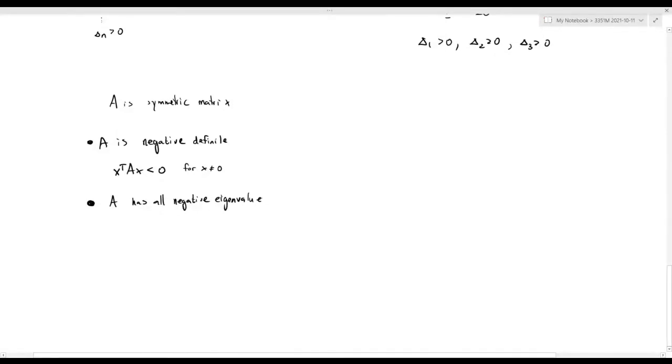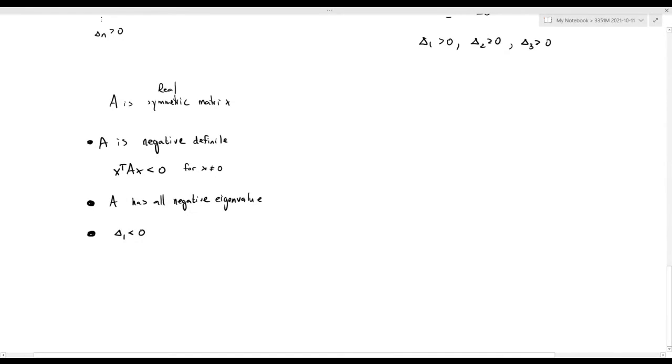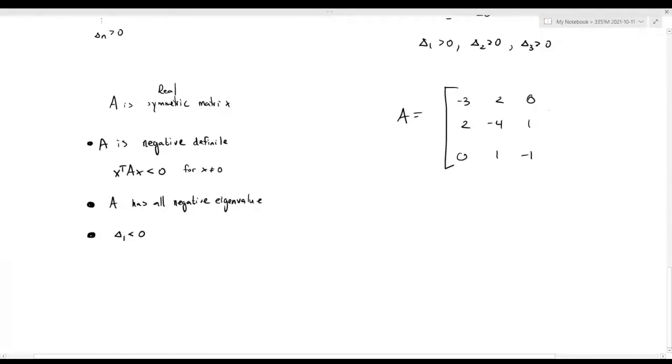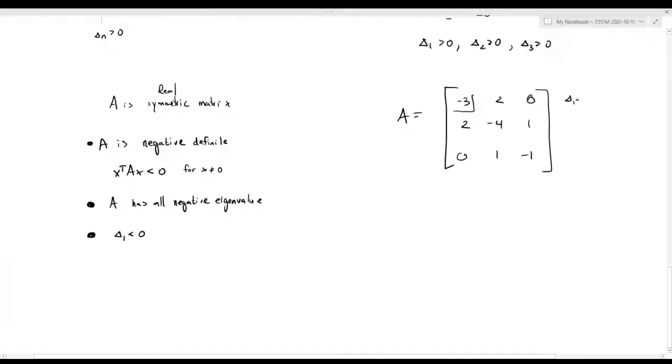Again, it's a real symmetric matrix, so the eigenvalues are real numbers, so it makes sense to call them negative or positive or neither, or 0. And then the determinant test would be like so. You start with a negative determinant for the upper 1 by 1. Here the 1 by 1 determinant is obviously negative. It's the determinant of negative 3, and that's not an absolute value. That's a determinant symbol there.